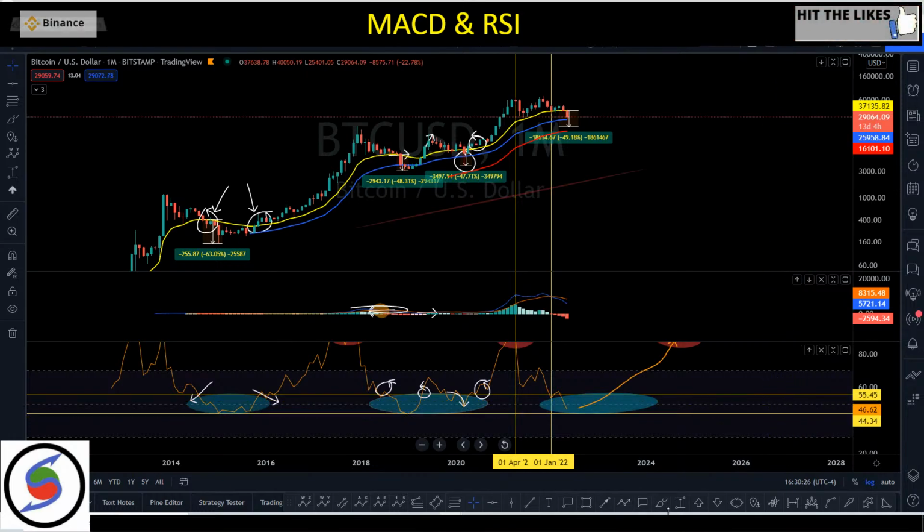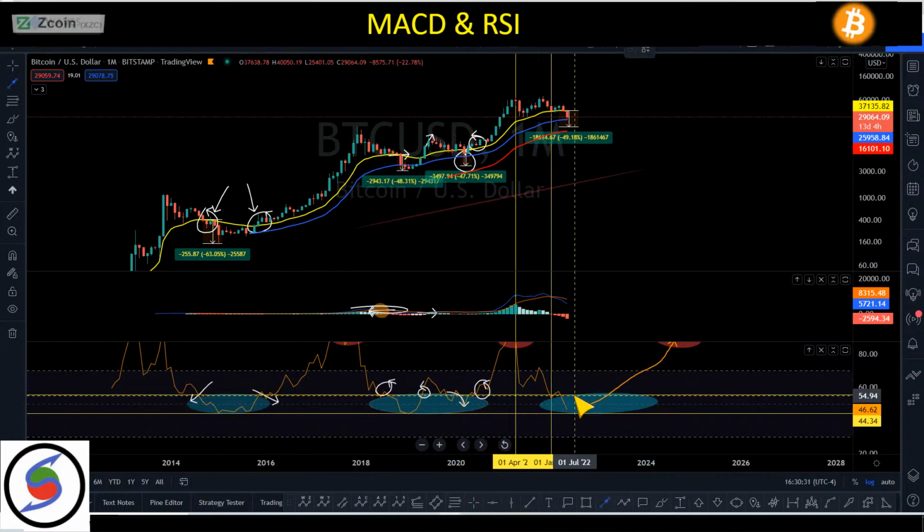Why 45 RSI? You take a look at it right here. Give me guys 1 second.